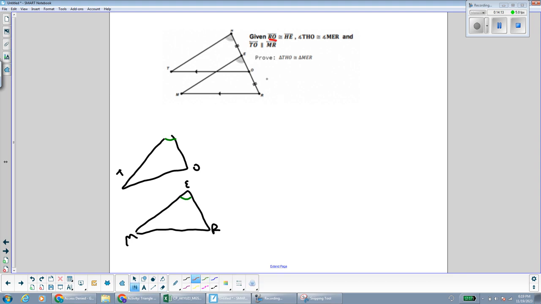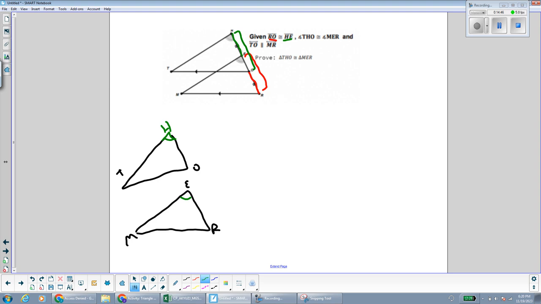So RO is actually right here. And notice how RO is not a side of this triangle over here. RE is the full side. So RO is shorter than the full side of the triangle RE. And we also have information about HE, which is here. And notice how HE is not a side of this triangle. HO is the full side of the triangle. HO is longer than HE.